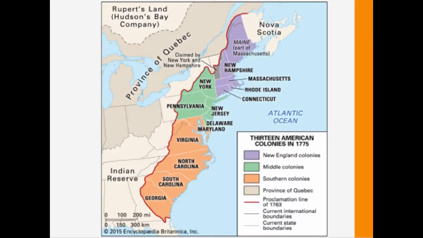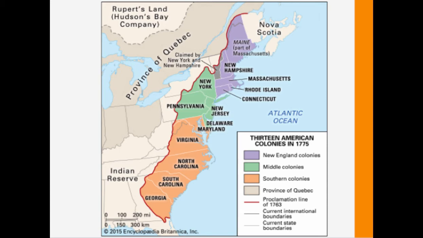Now we're going to look at the map that shows us what the 13 American colonies in 1775 look like. Now, if we look at the map, we have stuff in purple, green, and orange. Now, the stuff in purple are the New England colonies, right? So we just finished that project that you did before we talked about the French and Indian War, about the different sections of the American colonies. Now, we have New England. In the green, you have the middle colonies, and then again in the orange, you have the southern colonies.